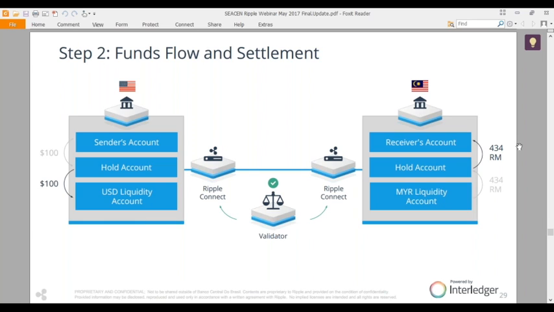This process may seem like many steps, many parts to it. When it's put into practice, all of this negotiation and messaging typically takes about 5 seconds. So it's very quick compared to, say, today, a 4 or 5 day settlement period.